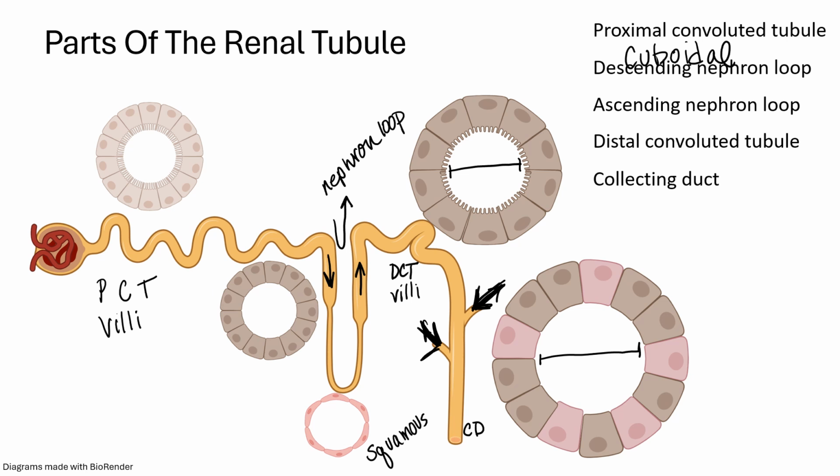The collecting duct has two populations of cells in it, and they have two very different purposes concerning pH and concerning the influence of hormones on urine composition.